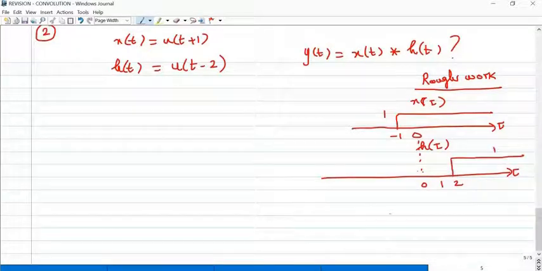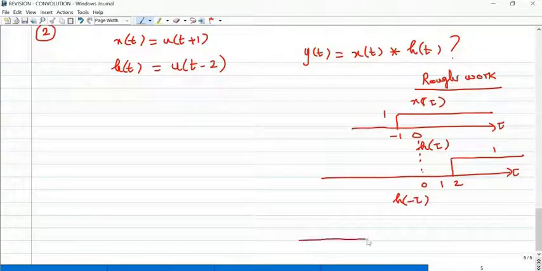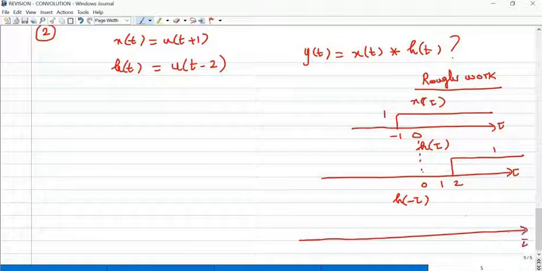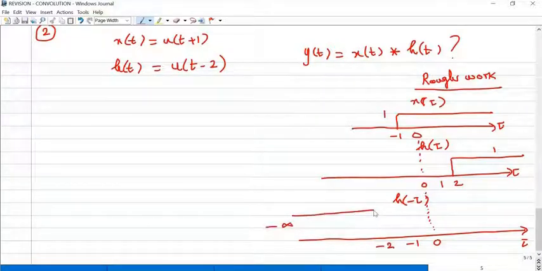Okay, this is h of tau. Then h of minus tau: zero, minus 1, minus 2. The signal was from 2 to infinite for h of tau; for h of minus tau it is minus infinite to minus 2. Right. Now you analyze these two signals.